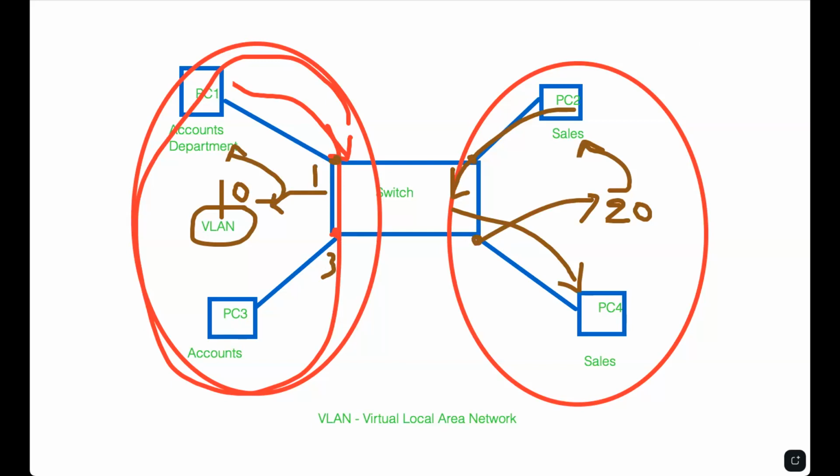Is that clear? Yes, sir. Could you please explain it once again? Which part? Before the VLAN, sir, like how it's dividing. Yeah, the concept is a little bit confusing, sir. Okay.